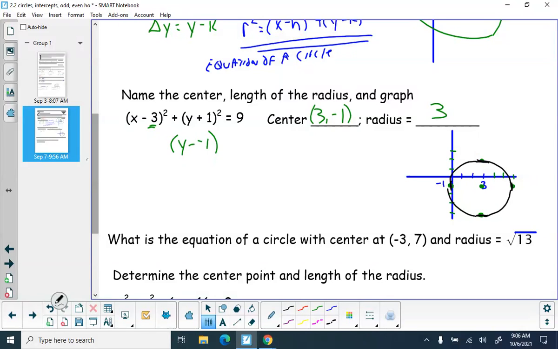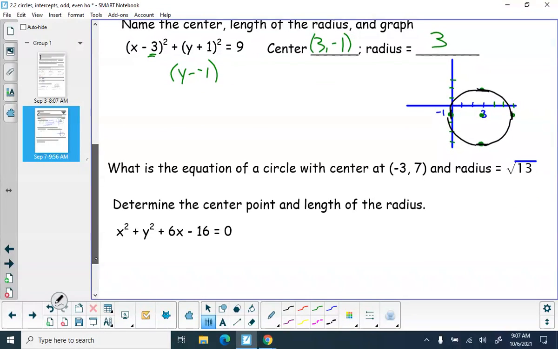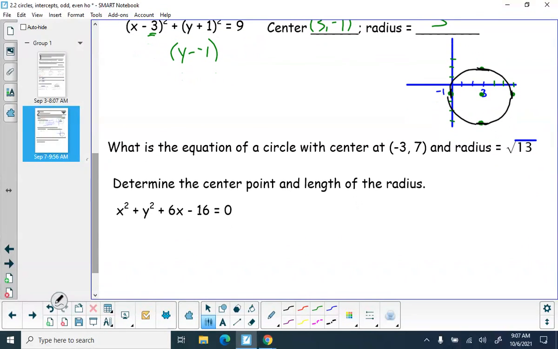What's the equation of the circle with center point at negative 3, 7 and a radius of square root of 13? We have x minus a negative 3, which is x plus 3, quantity squared, plus y minus 7, quantity squared, equals 13. Sorry, I rushed through that.